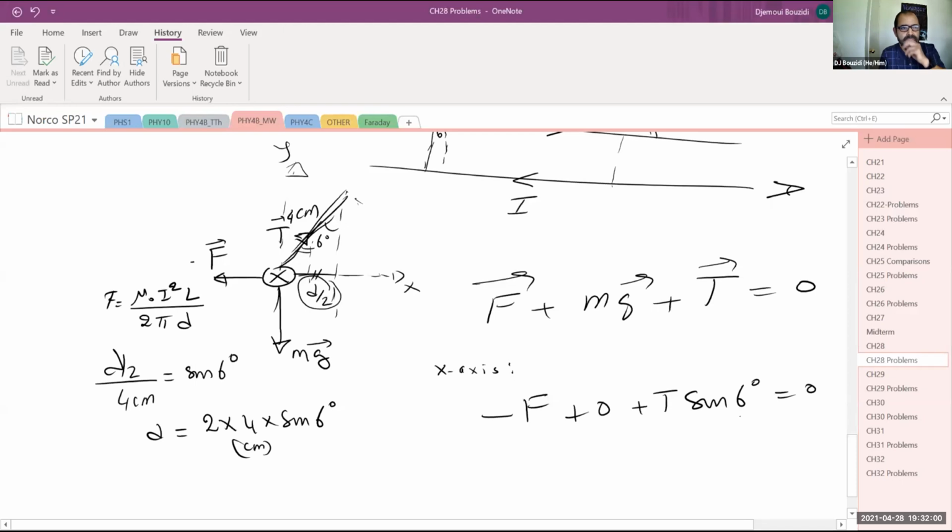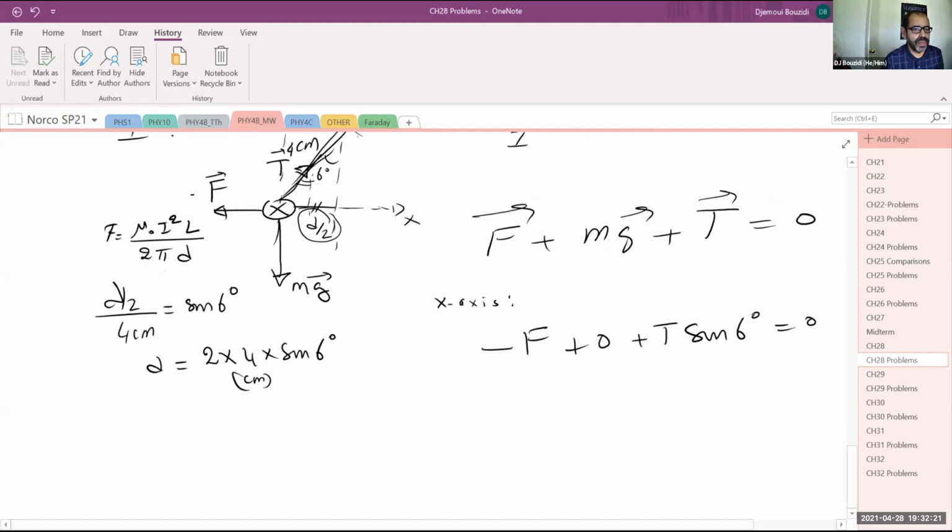But I don't know what T is, because F depends on I squared. So if I can find what the tension is, then I'm in business. I can find I squared, because I was not given. So I is unknown, and this is what we want to find, the current I. Because if we find it, we're in business.